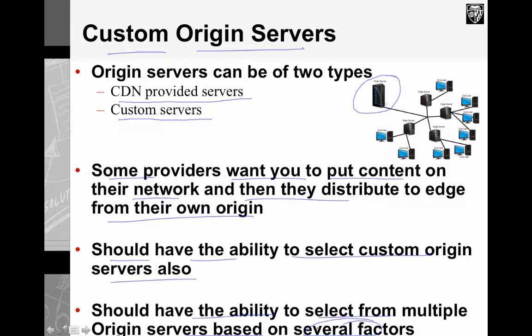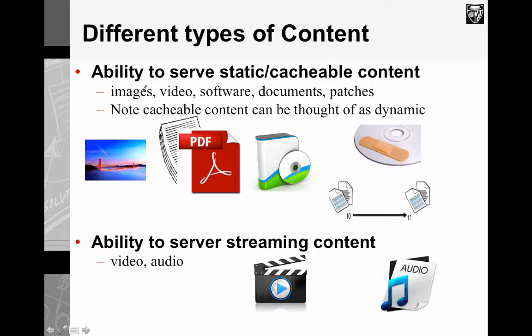So we'll talk more about this when we start getting into a CDN implementation, when we start getting into AWS CloudFront. But I just wanted to give you an idea as to what we mean by custom origin servers. The CDN provider should be able to serve different types of content.